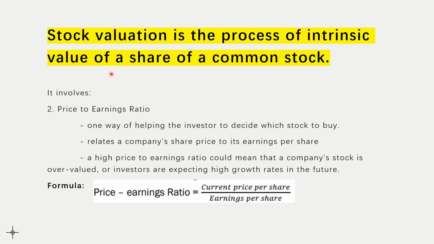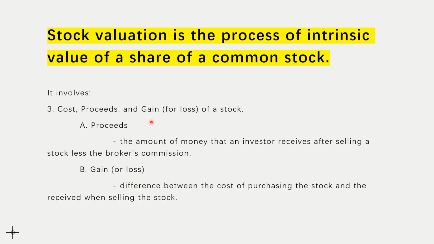So pretty easy so far, right? At best, we will only solve this through division and common sense. So let's try. We have the third one, the cost, proceeds, and gain or loss of a stock. A, we have the proceeds. The proceeds refer to the amount of money that an investor receives after selling a stock less the broker's commission. And B, we have the gain or loss, depending.